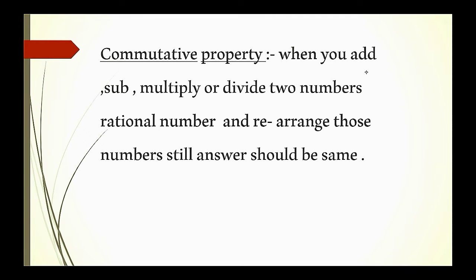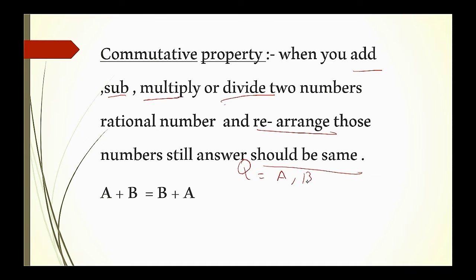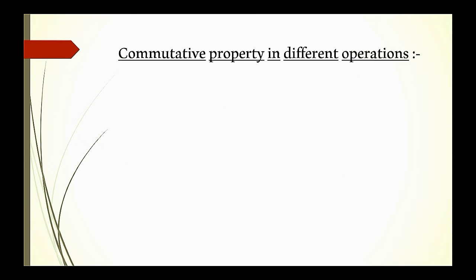Next, commutative property. When you add, subtract, multiply or divide two numbers and rearrange those numbers, the answer should be the same. Suppose a plus b, where we have taken two rational numbers a and b. When I add a and b and rearrange those numbers, that means b comes first and a comes next, the answer should be the same. That means they support the commutative property. Let us check in four operations.